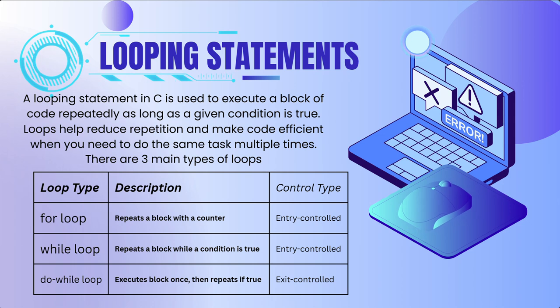For loop is an entry control loop. While loop is also an entry control loop. Do while loop is an exit control loop. Why? Because it checks the condition when you exit the block of the do while loop. For loop repeats the block with a counter. While loop repeats a block while a condition is true. It is an entry control loop, of course. Now we will understand each with the help of examples.